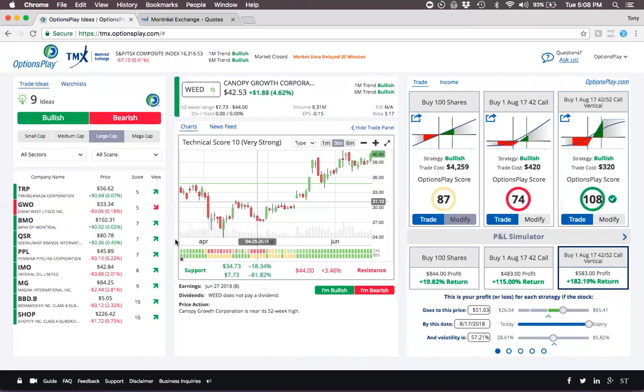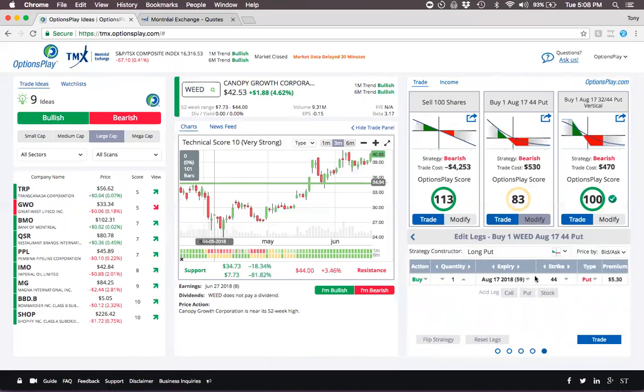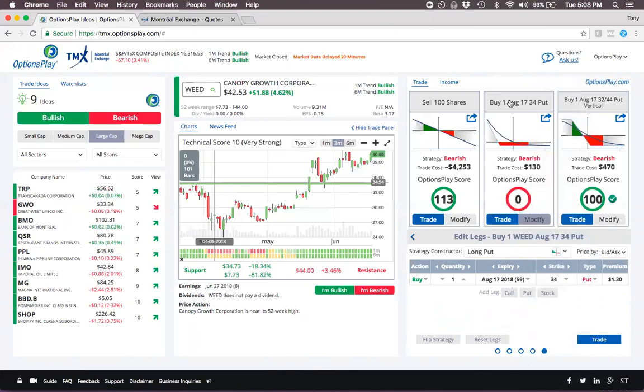Peter's asking, how about deep out of the money puts to play a correction? Great question. So let's just look at WEED, for example, and I don't necessarily mean to use this stock, it's just the one that's up here. You can use out of the money puts, deep out of the money puts, to play that, but typically they have very low deltas. So let's take a look at a way out of the money put here.